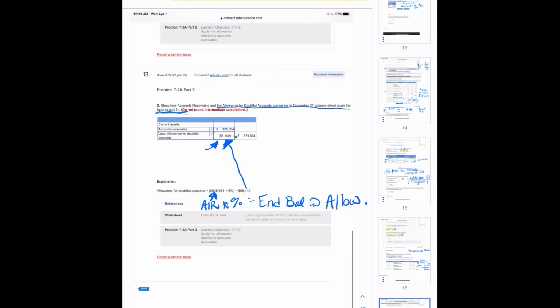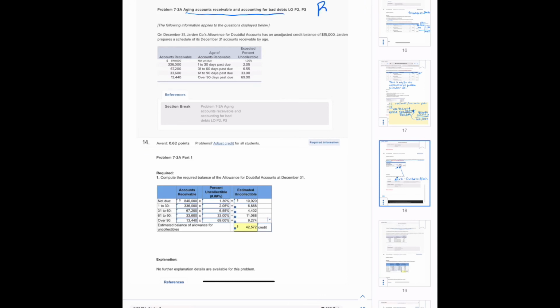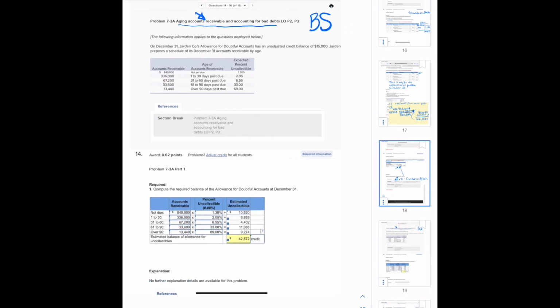And now that we're done with 11, 12, and 13, we'll move on to the last couple of questions and finish this assignment. So for problems 14 through 16, these are all related, and we're going to just walk through them one at a time. Okay? So the very first one tells us that we want to prepare an aging schedule for accounts receivable to estimate our bad debts. Now this is another method that is considered a balance sheet method, and that is because it is still based on accounts receivable, and accounts receivable is still found on the balance sheet.